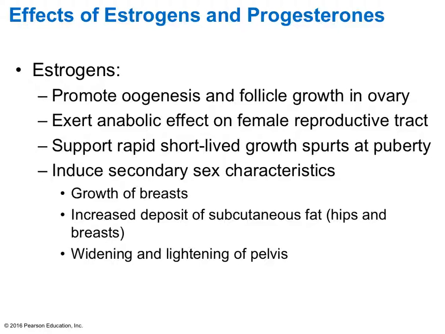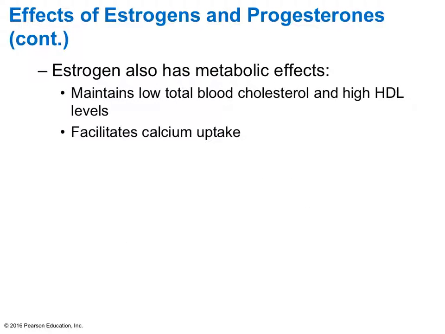And then, like testosterone, estrogen in females is going to lead to the development and maintenance of the secondary sexual characteristics of the female. It has anabolic effects, much like testosterone, and also metabolic effects like testosterone in the male. And also, importantly, estrogen is important for efficient calcium uptake in the female, which is an issue with postmenopausal women and osteoporosis, of course.